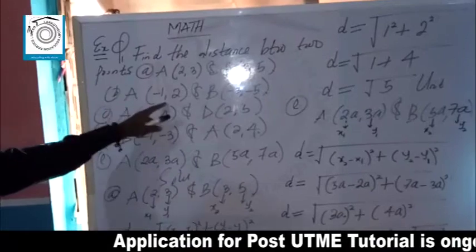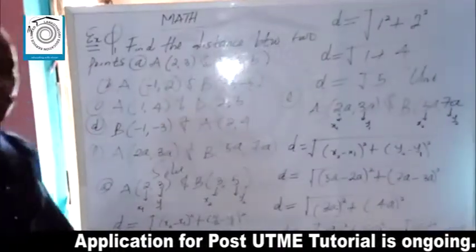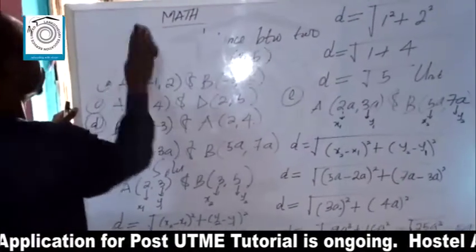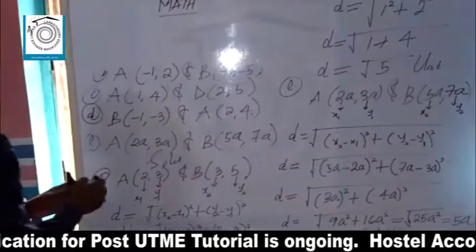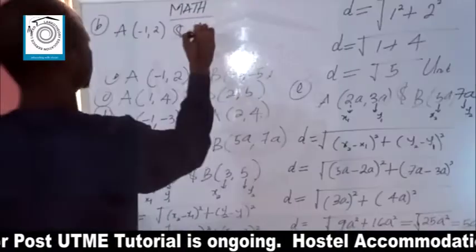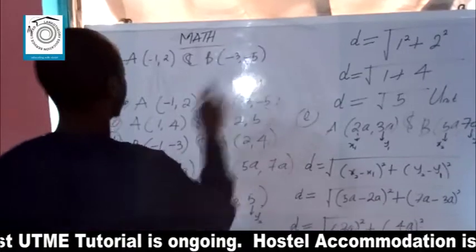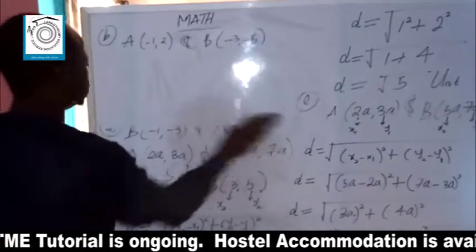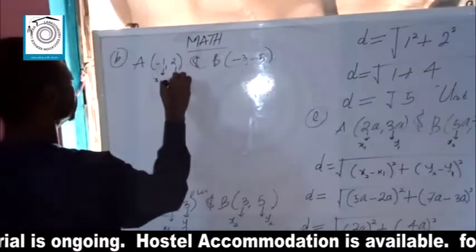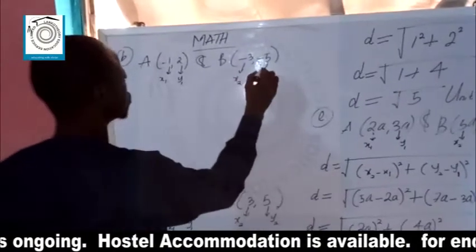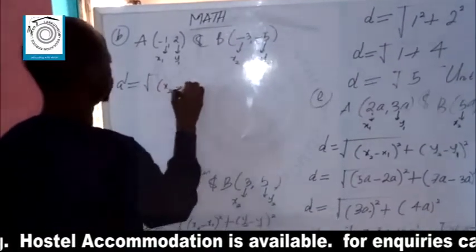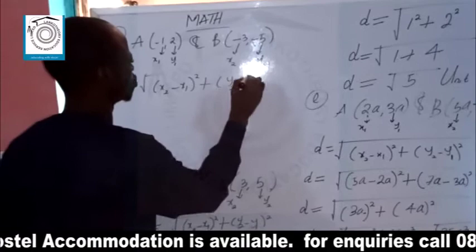We have the point A, which is minus 1, 2, and the point B is equal to minus 3, minus 5. So that also includes negatives. So for more understanding, I will go for question B. So we have the point A to be minus 1, 2, and the second point B is equal to minus 3, minus 5. So for me to determine the distance between the point A and the point B in these coordinates, I will say this place here is x1, while this one is y1. This one is x2, while this one is y2. The distance between the points is given as the square root of (x2 minus x1) raised to power 2 plus (y2 minus y1) raised to power 2.